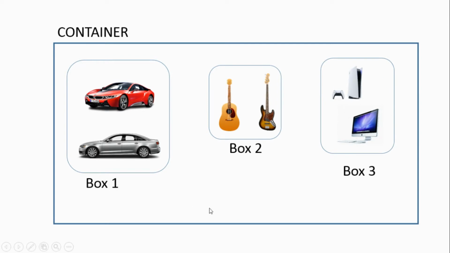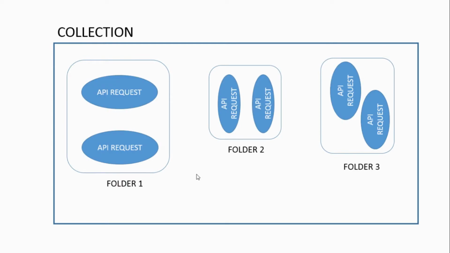So let's replace the words that we have here with the language that we use in Postman. So that's it. The container is called the collection, right? The boxes, we can call them folders. And all the products are the API requests. Okay, so that said, let's go to Postman and work on this representation that we have here.